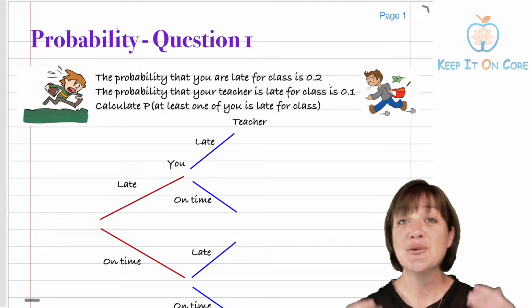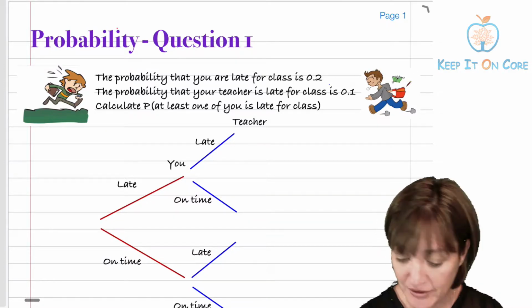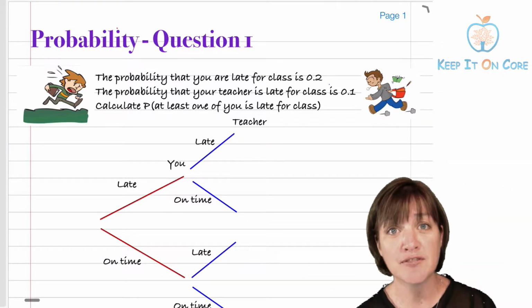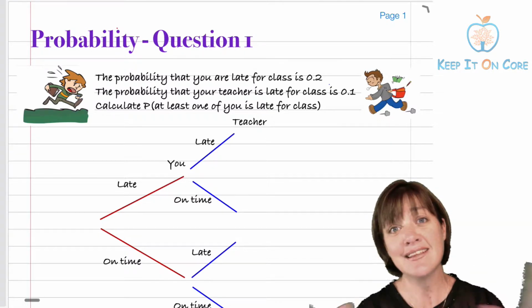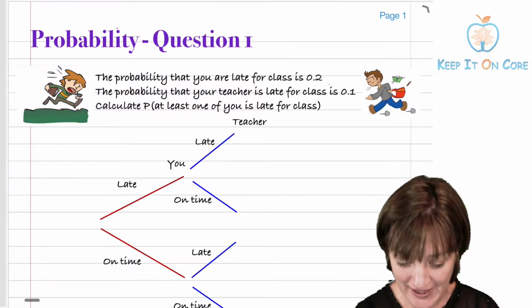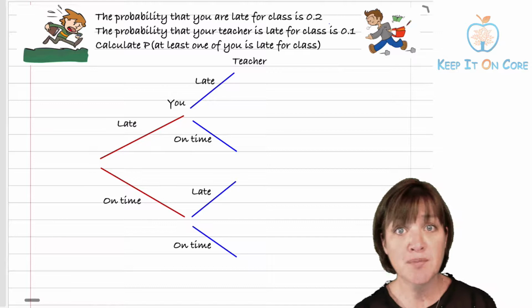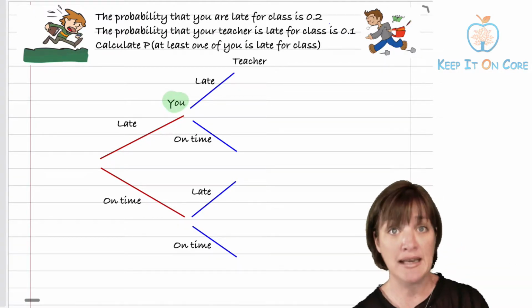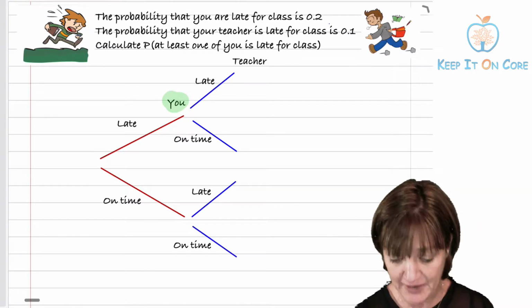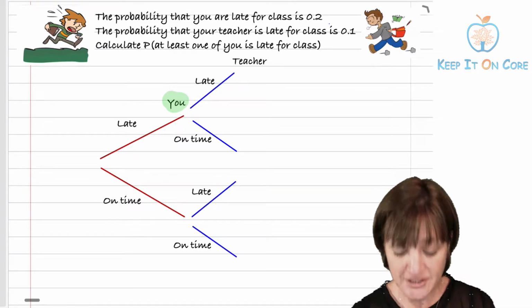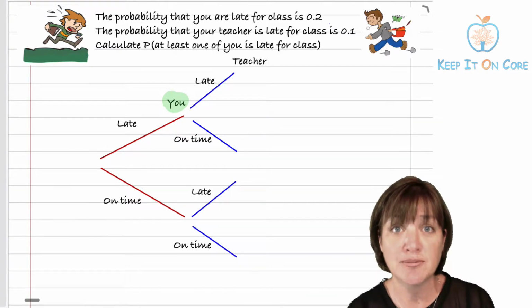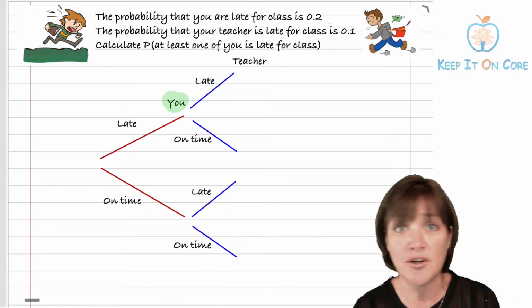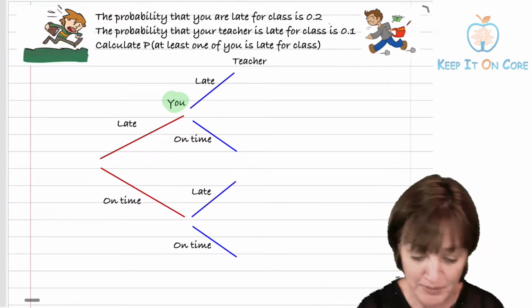Okay, so we need to set up a tree diagram in order to look at all the different possible probabilities that this situation holds. First of all, the first probability we're looking at is you. What's the situation here? Either you are late or you are on time. The two answers together are going to add up to 100% of the possibilities of what you are going to do. You're either going to be late or you're going to be on time.